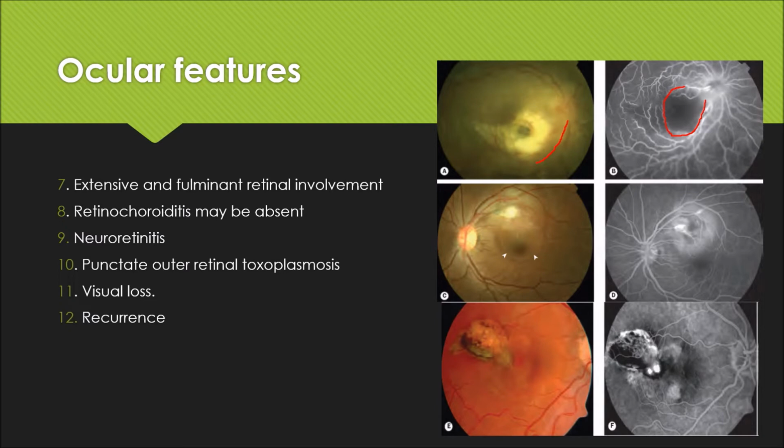and serous, rhegmatogenous, and tractional RD, as it is seen here. The arrows are pointing towards the serous RD, this area, which is very clearly visible in angiography.